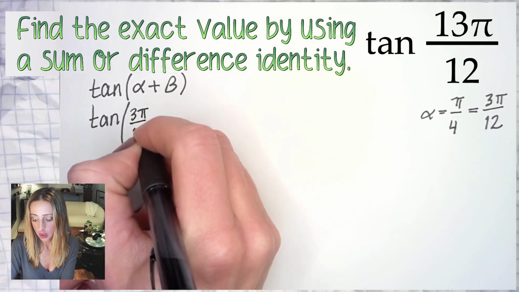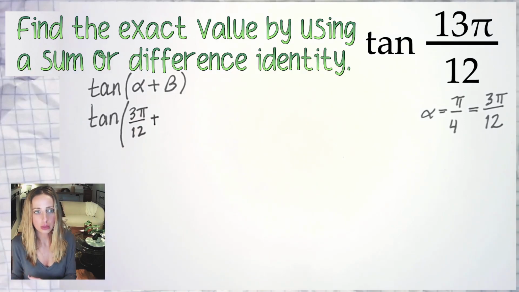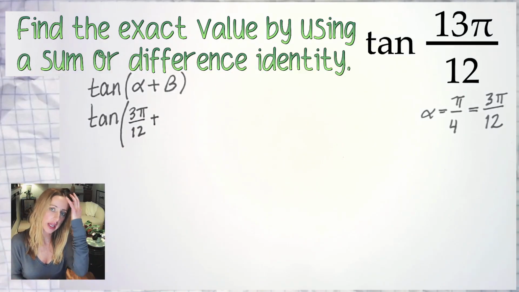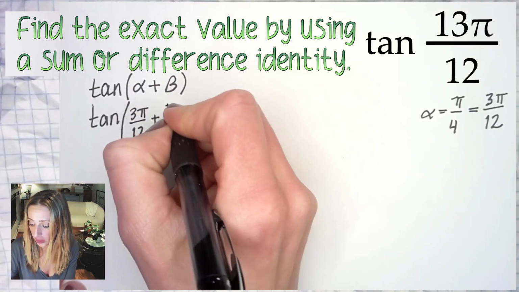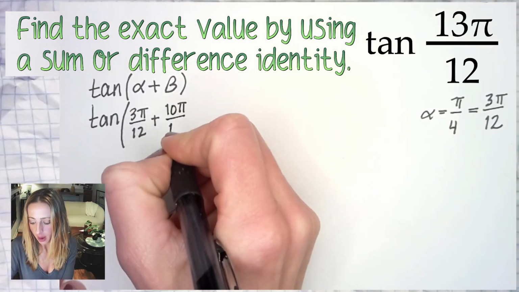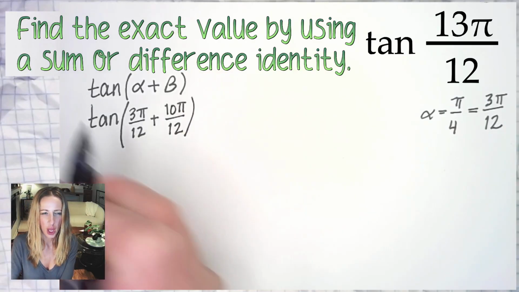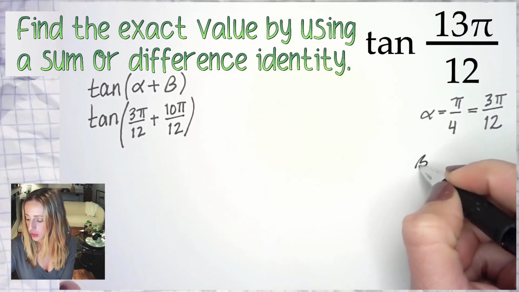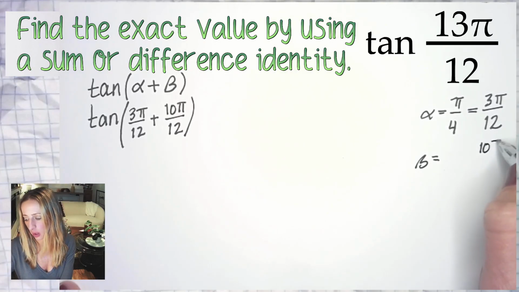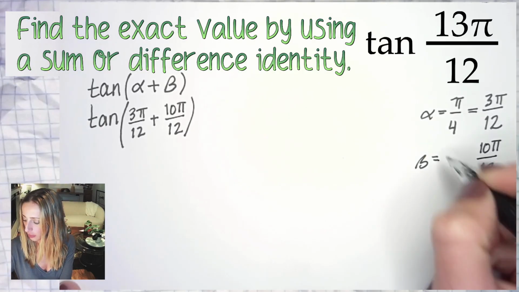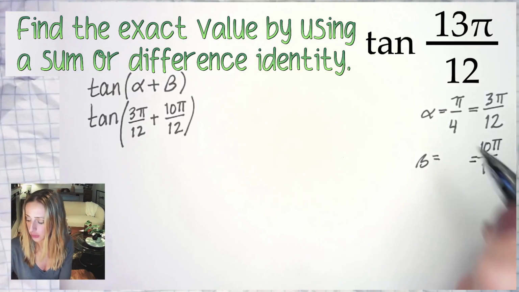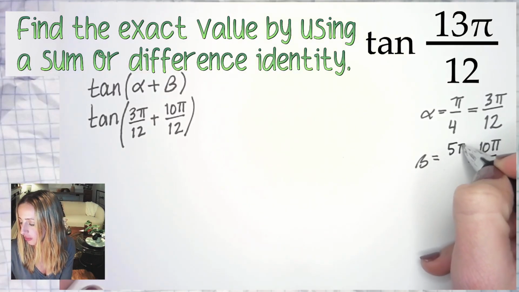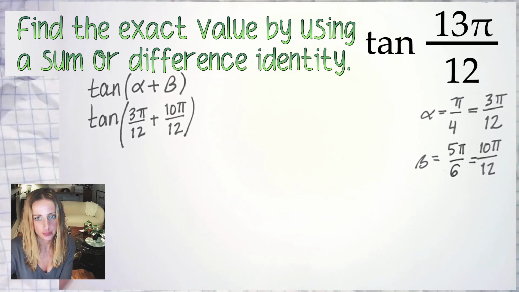Now, what amount should I add to 3 pi over 12 to get 13 pi over 12? So that would obviously, hopefully obviously, be 10 pi over 12. So that right there is my beta. So beta equals, now on this side, I'm going to write 10 pi over 12, but in between, I'm going to acknowledge the reduced, more familiar version of 10 pi over 12, which is good old 5 pi over 6.